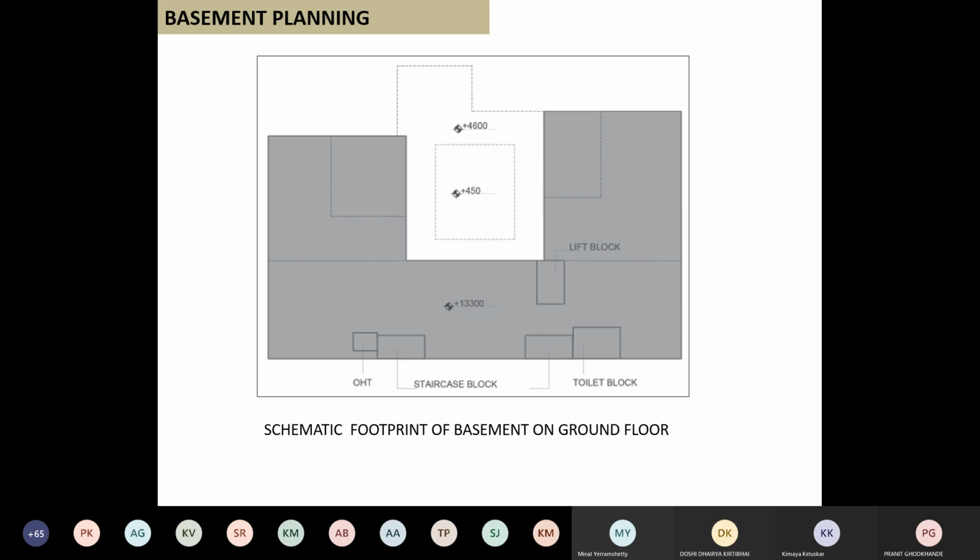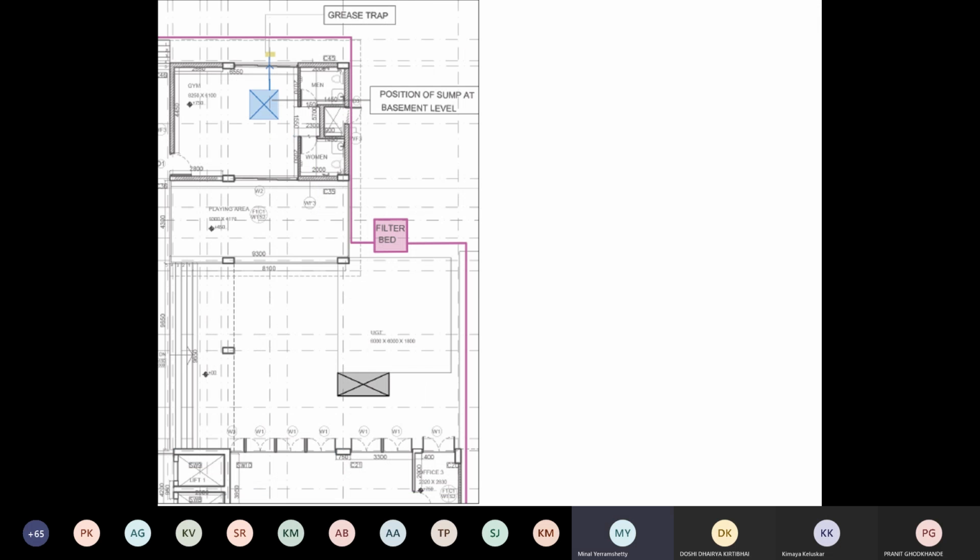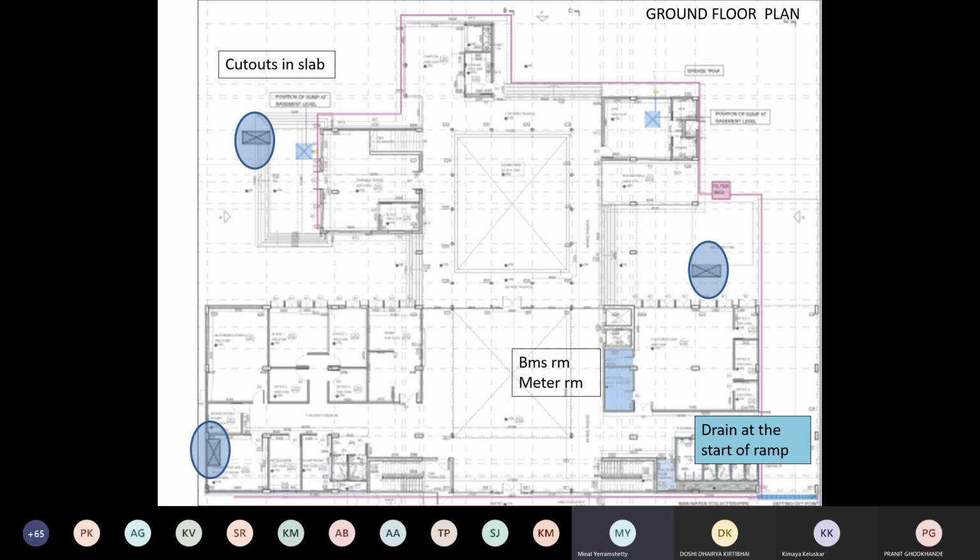Next. So this one is talking about, if you see, the drawing is a little blurred because it was too detailed. Now this is your ground floor plan. She is showing you this as a ground floor. This is how her layout is, and if you see those three circles, those three circles are cutouts in slabs. Now if you go back, I'll show you this.